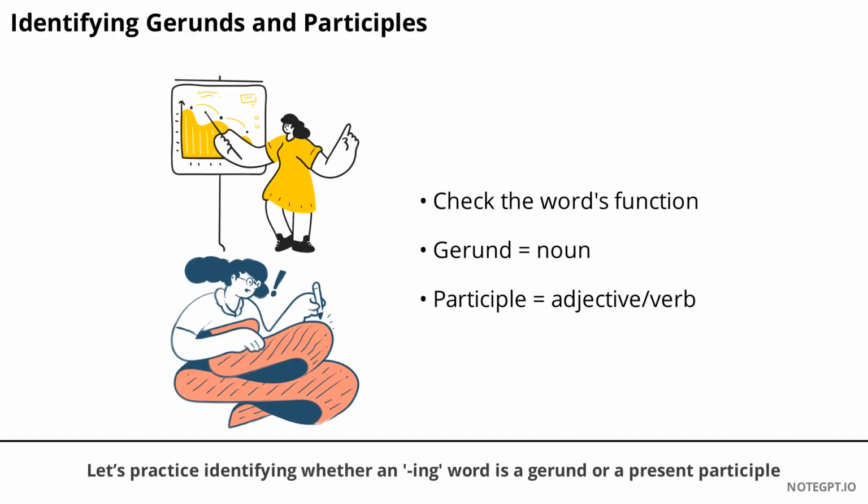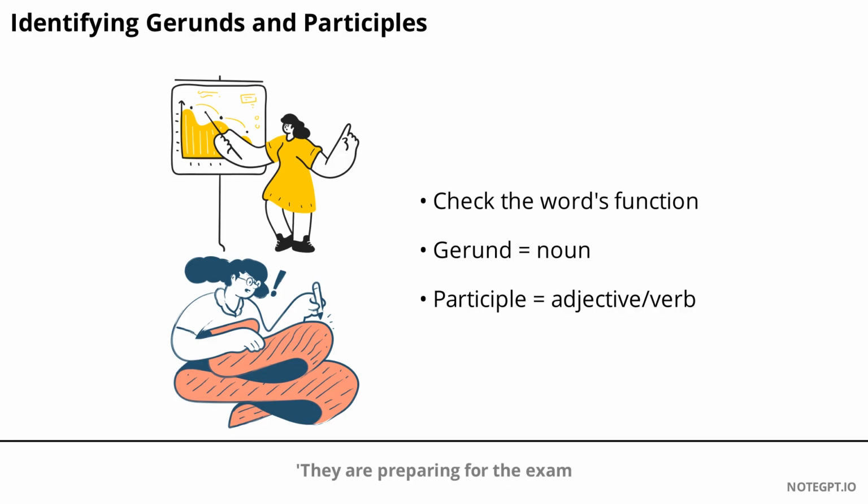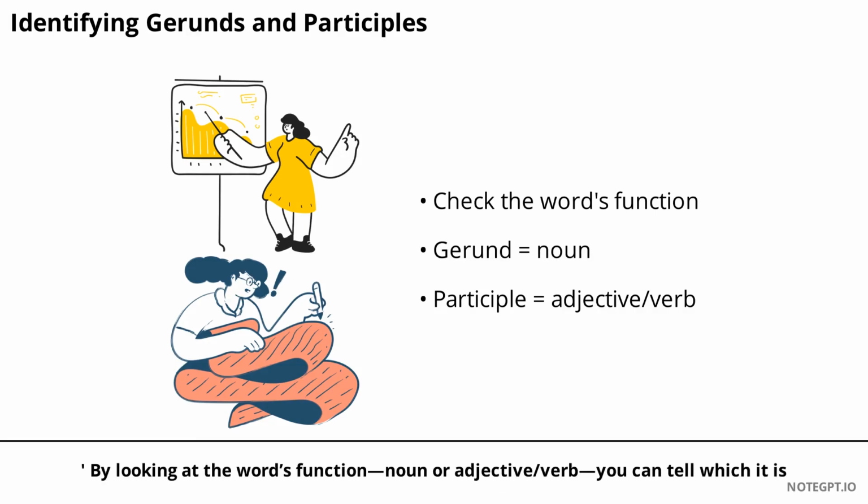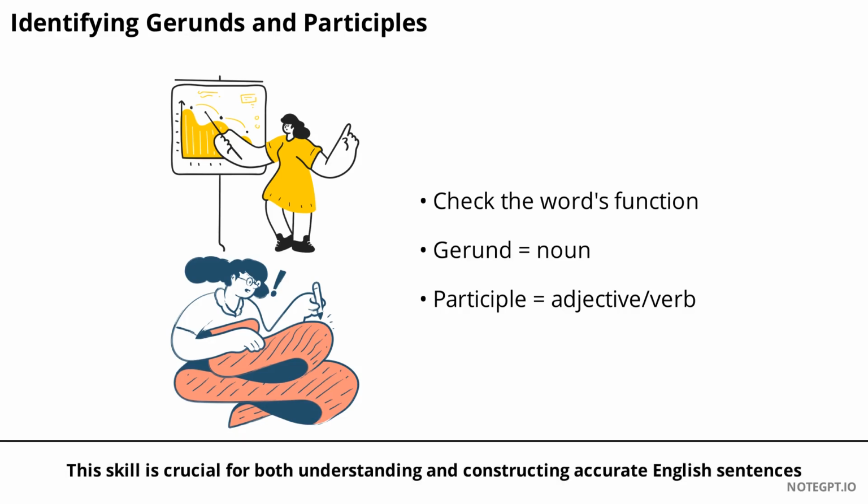Let's practice identifying whether an "-ing" word is a gerund or a present participle. Consider the sentence, "They are preparing for the exam." Here, preparing is a present participle, part of the verb phrase "are preparing." In "He enjoys sailing," sailing is a gerund, the object of "enjoys." By looking at the word's function, noun or adjective, verb, you can tell which it is. This skill is crucial for both understanding and constructing accurate English sentences.